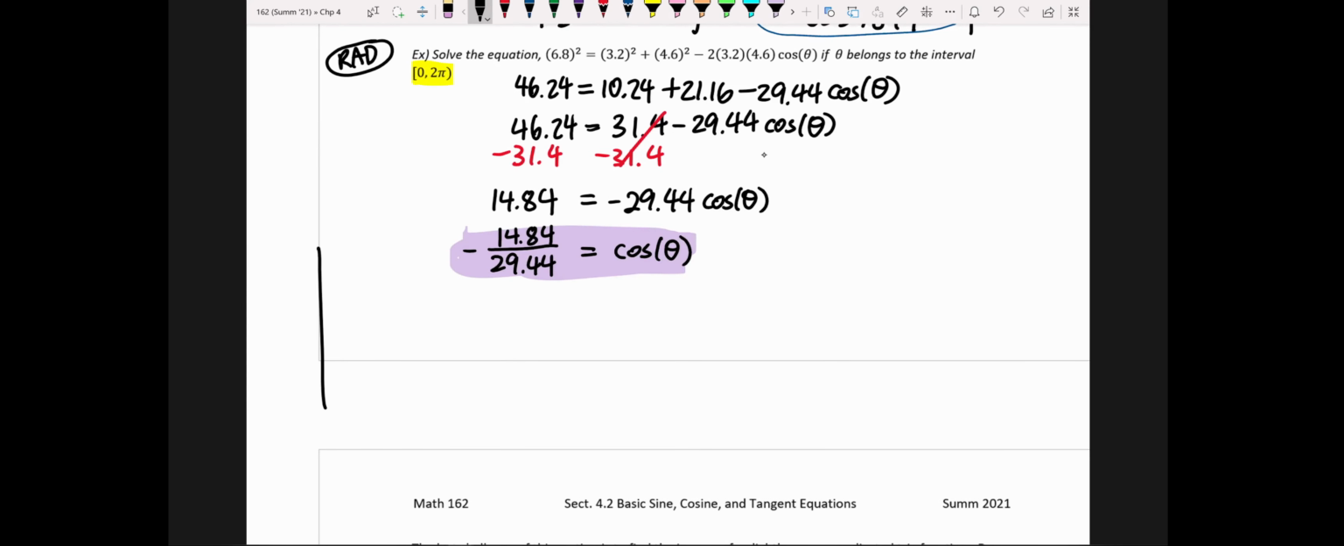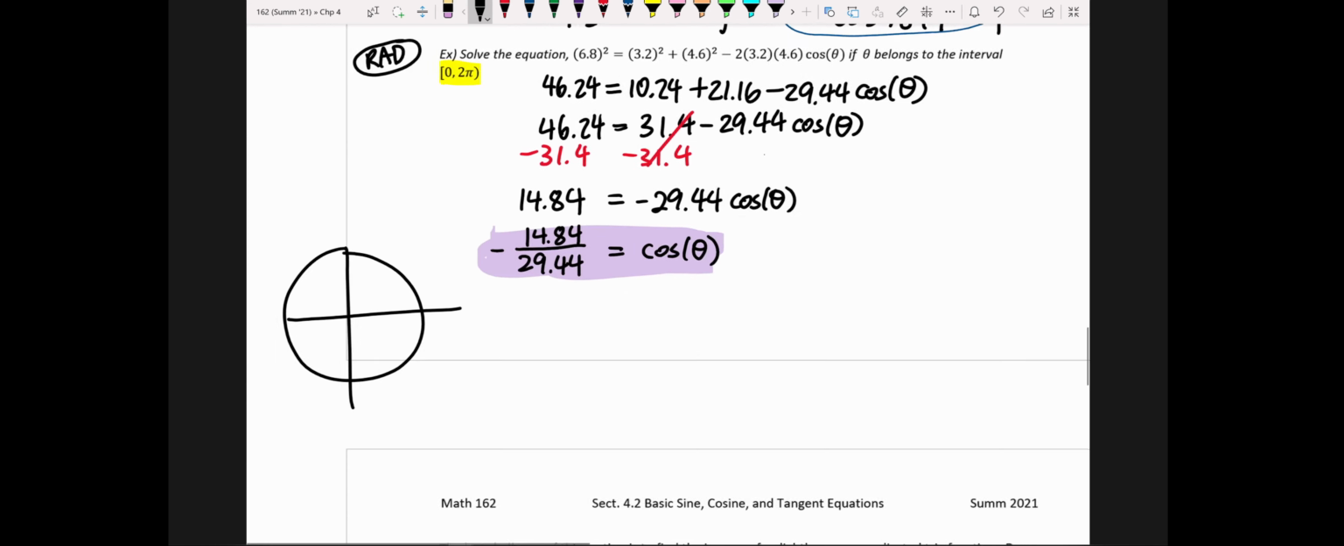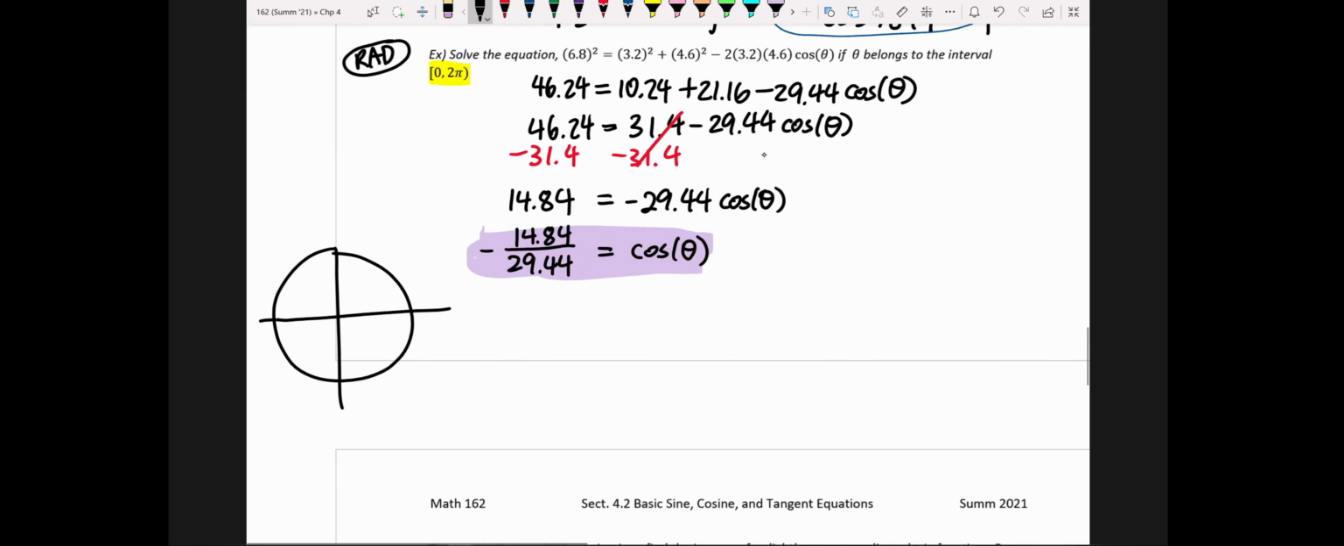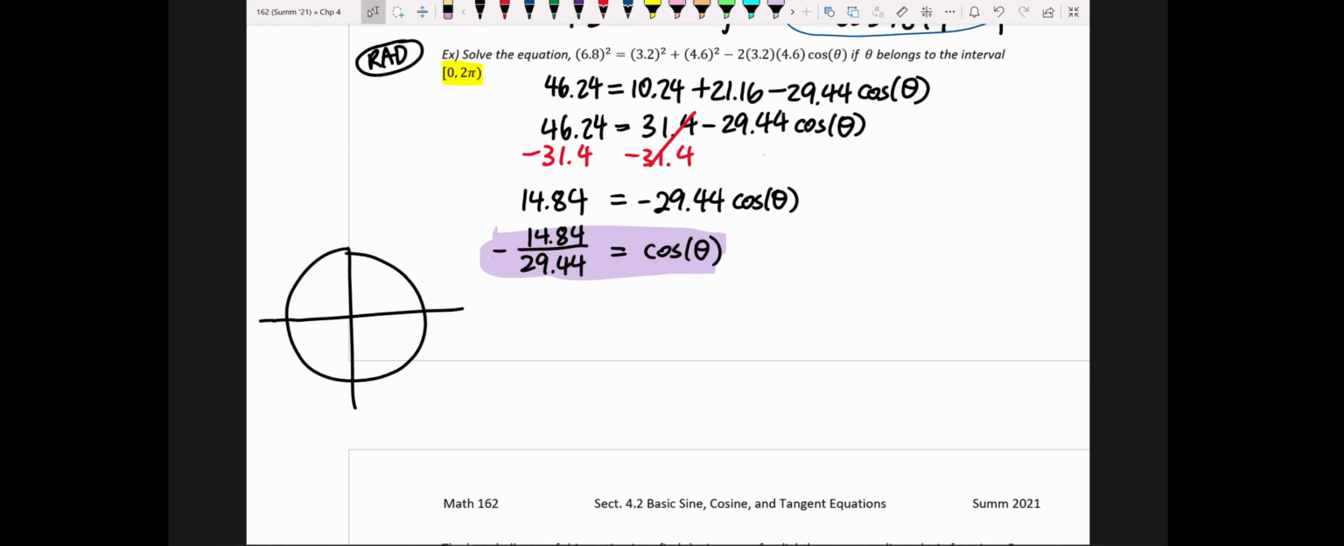So let's draw here. Okay, so this portion right here is approximately 0.5. So cosine right here is approximately 0.5 here and here. It's not on the unit circle, so we need to use inverse. So you do inverse cosine of negative 14.84 over 29.44.